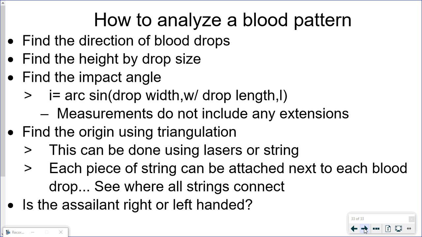Things that we'll look at with blood: we look at the direction of the blood drops to figure out where they came from. You can actually find the approximate height of drop size. This is one thing that you're going to do in our blood spatter reading and activity. Generally, the higher the blood drops come from, they tend to spread out more and get bigger.